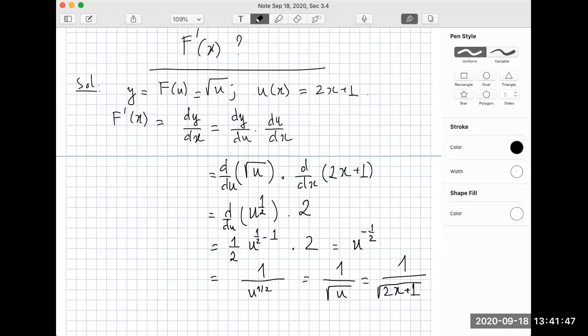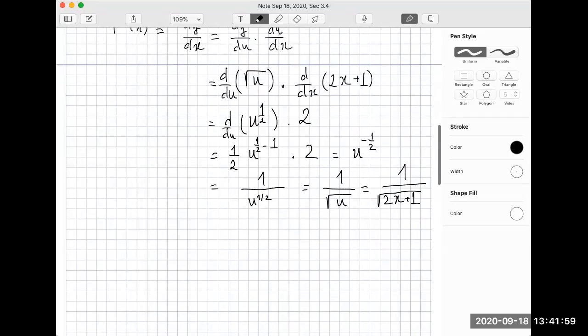Do you have any question about the first example? Very good. And now, that is one way. Another way, if we think about this.